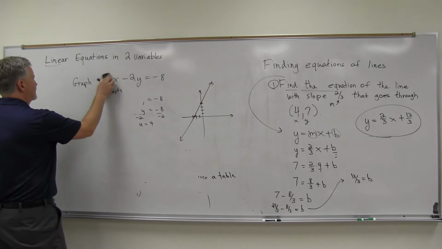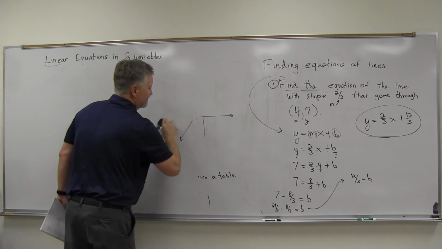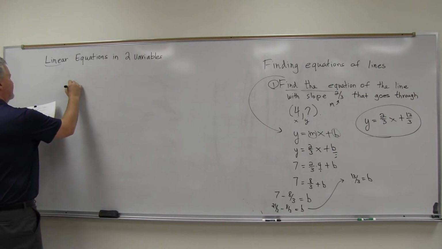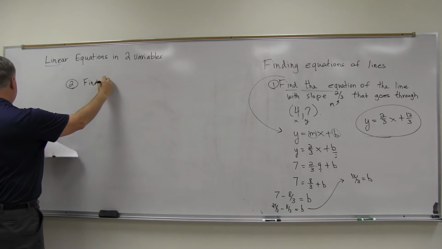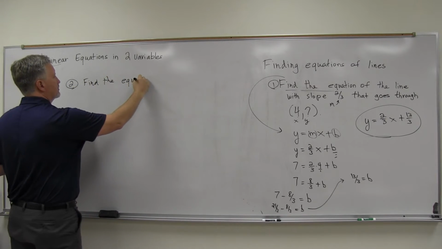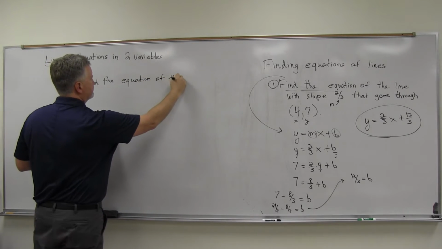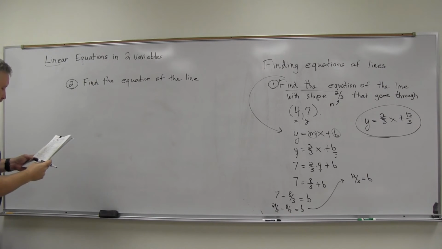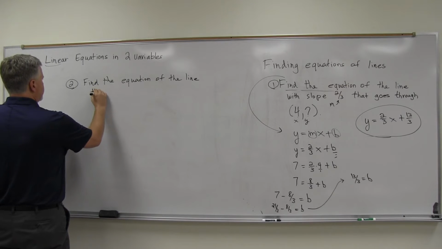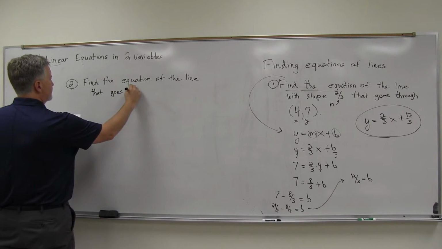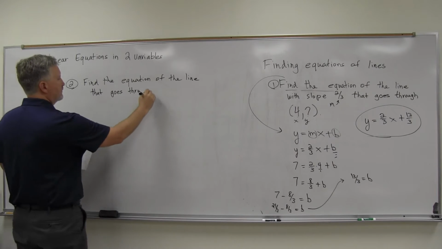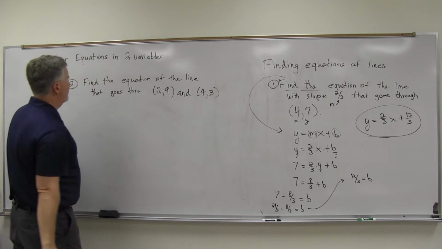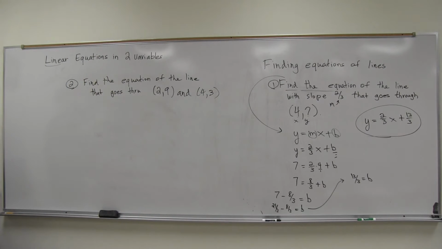All right, well, of course, they won't always provide us exactly that information. So here, what about this? Let's find the equation of the line that goes through 2 points, (2, 9) and (4, 3). Find the equation of the line that goes through (2, 9) and (4, 3).